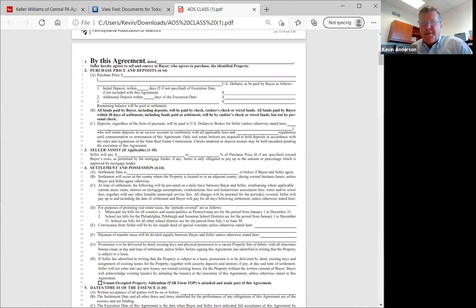Now, here's something interesting. Only real estate brokers are required to hold deposits in accordance with rules and regulations of the Pennsylvania State Real Estate Commission. So if it goes to Yingst, they don't have to set up some, I don't think they're held to any of the same rules.